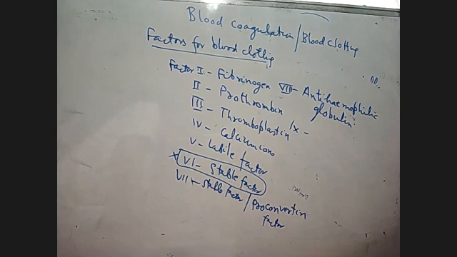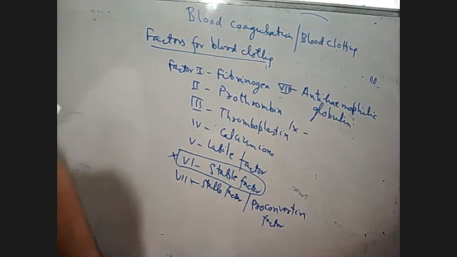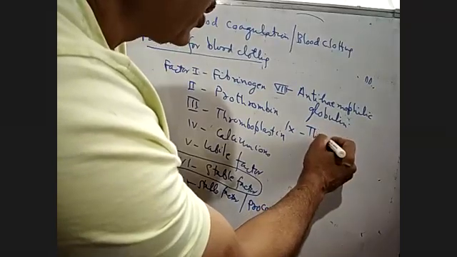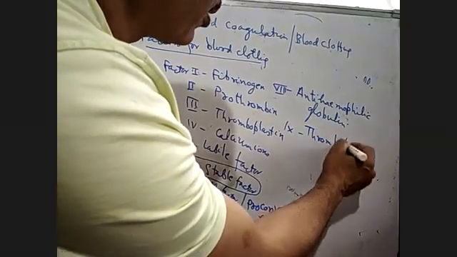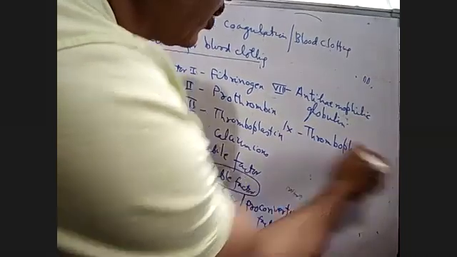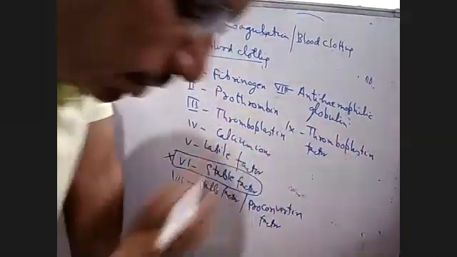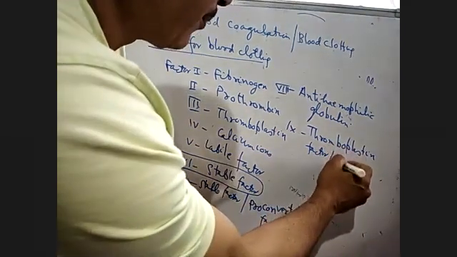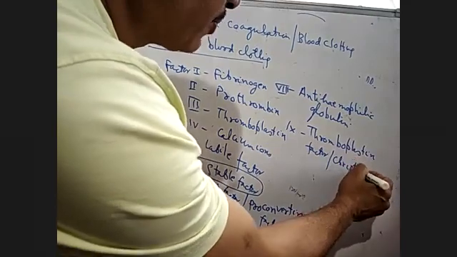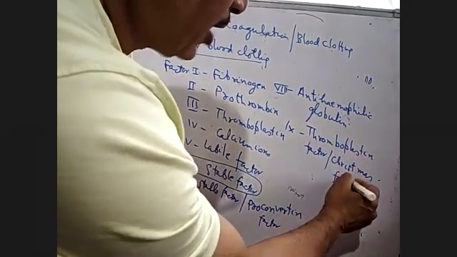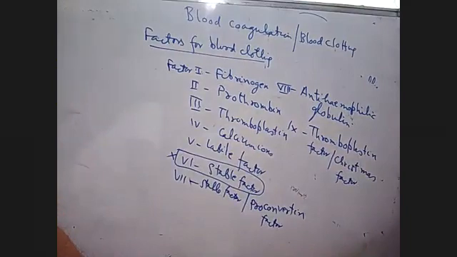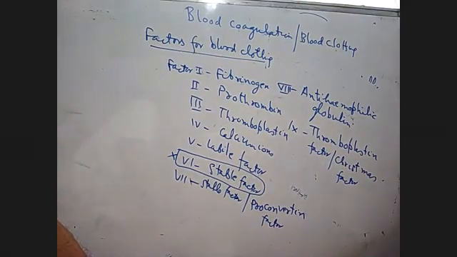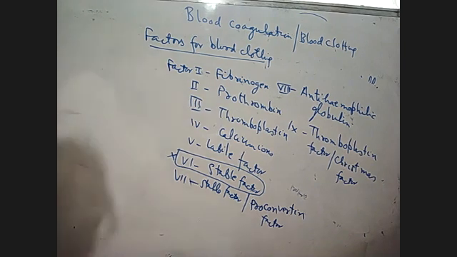Factor 9 is called thromboplastin factor, or sometimes the Christmas factor. Christmas factor is just a name they have given, with no relation to Christmas. And factor 11 is called plasma thromboplastin antecedent. There are 13 factors.